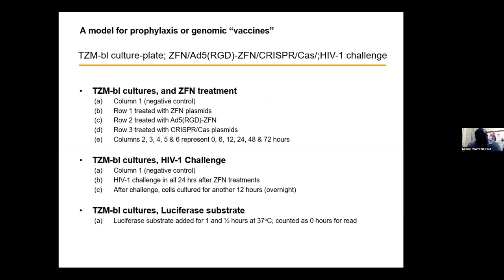So in terms of evaluating the other aspects, is it possible to modify the human genome of people who are susceptible? Can we use this as a prophylaxis? Can we deploy these enzymes as a prophylaxis to protect people against incoming HIV virus? So to do this, we use the TZM-BL cell model, both for demonstrating the transfection, but also demonstrating the protection against the HIV challenge.